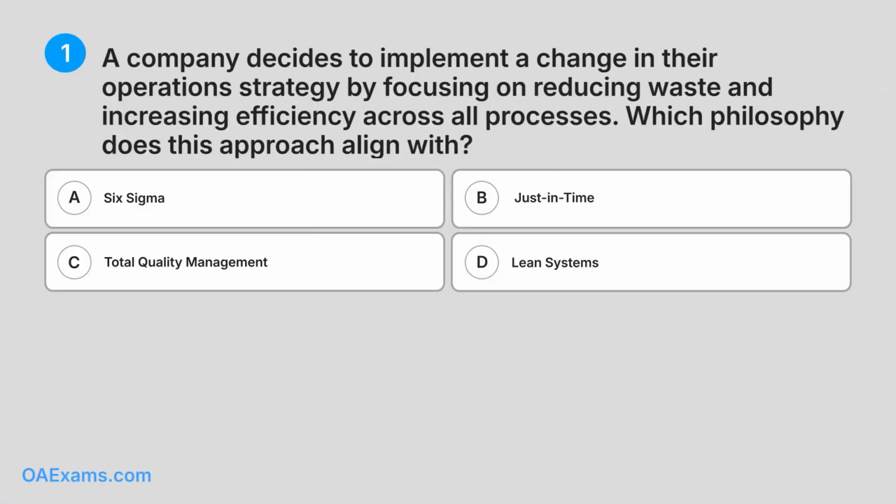1. A company decides to implement a change in their operations strategy by focusing on reducing waste and increasing efficiency across all processes. Which philosophy does this approach align with? A. Six Sigma. B. Just-in-time. C. Total quality management. D. Lean systems. What do you think is the answer?